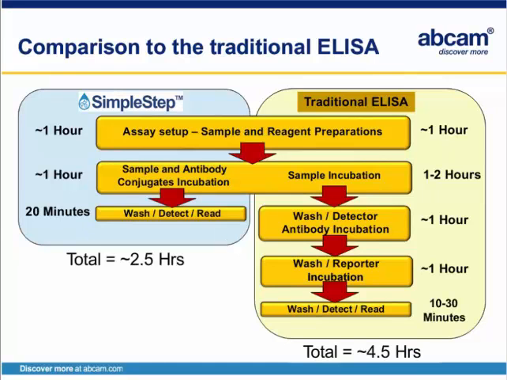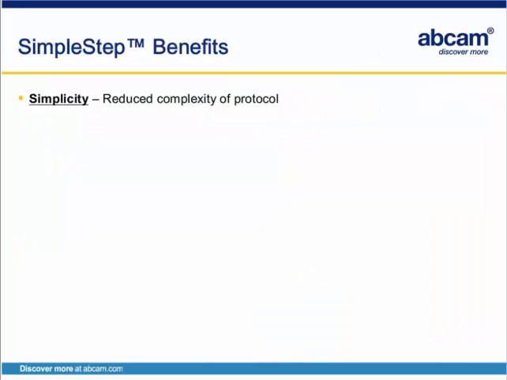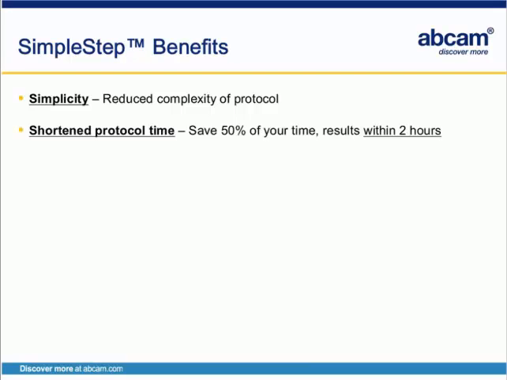In summary, a traditional ELISA can take up to 4.5 hours of continuous bench time, while in comparison, the SimpleStep ELISA only takes about half the amount of bench time, or 2.5 hours. The SimpleStep ELISA technology has many great benefits for use in the lab. First, the SimpleStep ELISA protocol is, as the name infers, simple. Additionally, the SimpleStep ELISA has a shortened protocol time.